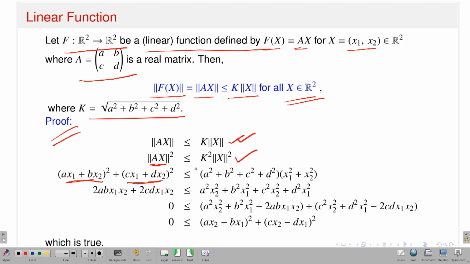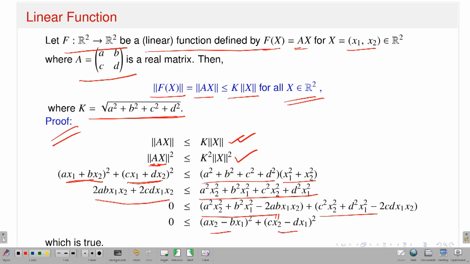So, what will be k square? Already it is there. If I take k like that, then k square is nothing but a square plus b square plus c square plus d square, and I have x1 square plus x2 square. Okay, then you do some algebra, and some square terms get cancelled. So, on the left hand side you will have 2ab x1 x2 plus 2cd x1 x2, and this is less than or equal to this object. There are 8 terms in all, and 4 terms will get cancelled. Therefore, you will have a square x2 square plus b square x1 square plus c square x2 square plus d square x1 square. You take everything to the right hand side, then what will happen? This is positive, and it is exactly equal to this square.